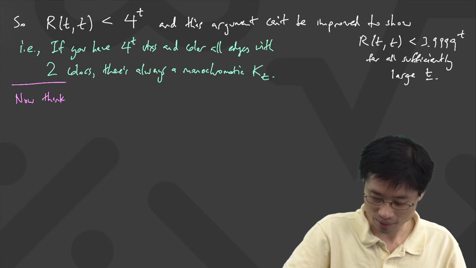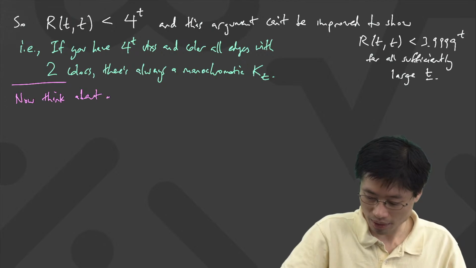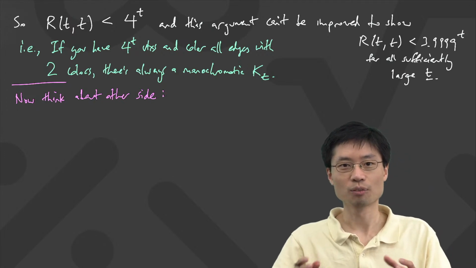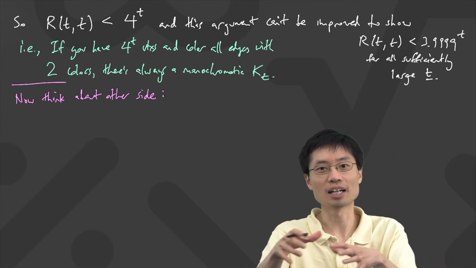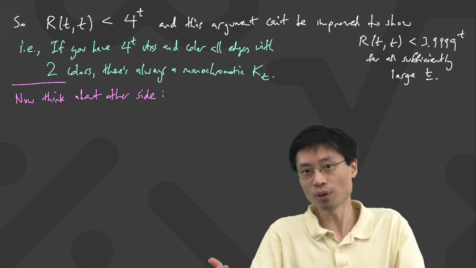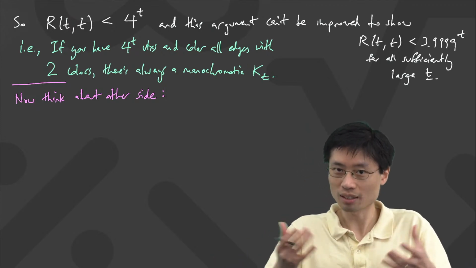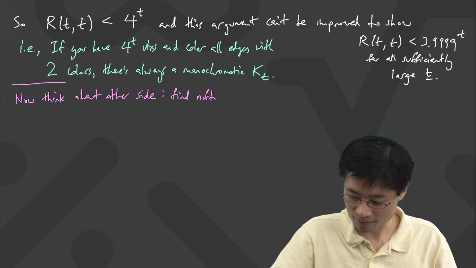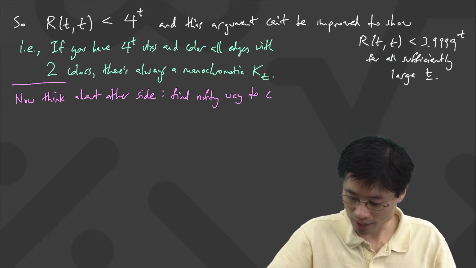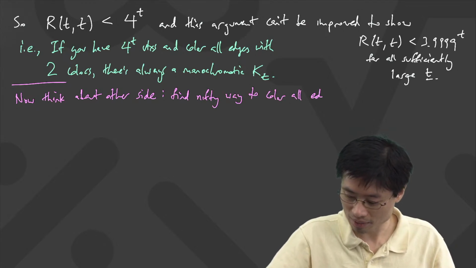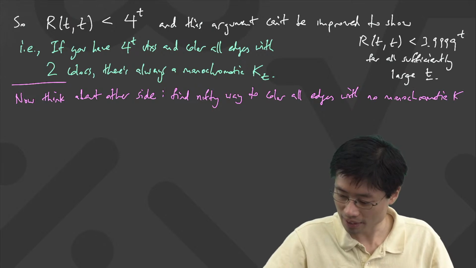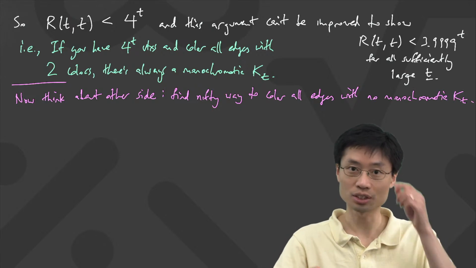Think about the other side. The other side means, hey, what if we can just come up with some ways of coloring edges which avoid monochromatic K_t's, but I want a lot of vertices. Find a nifty way to color all the edges with no monochromatic K_t's. Right? Like, let's just try to do that.